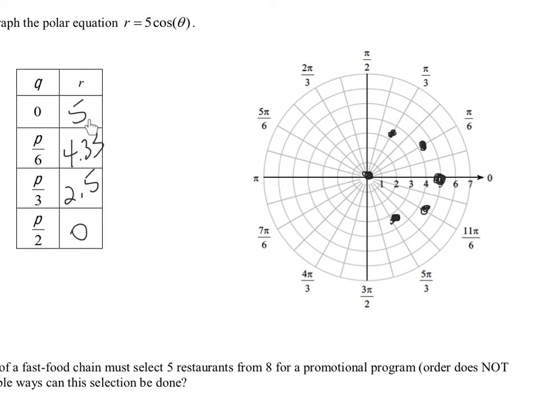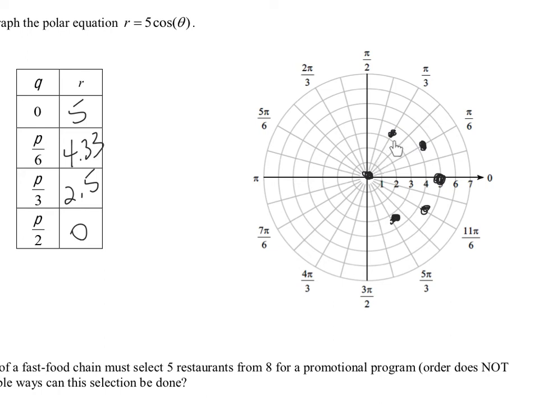Okay, so I've calculated 5 cosine theta for these particular thetas, and of course this p over 6 just means pi over 6, pi over 3, and pi over 2. And I've plugged that in here to my equation, and I got 5, 4.33, 2.5, and 0 for my r. And I went ahead and graphed these polar coordinates. 0, 5 is over here. Then 4.33 is just a little bit more than 4. 2.5 is right here.